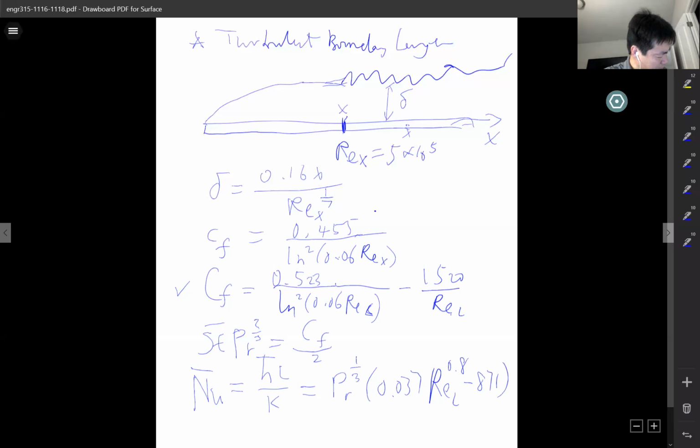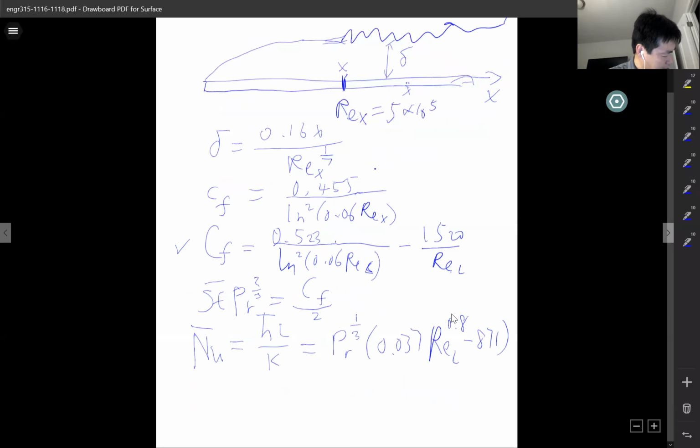Okay, so you can use this to calculate the Nusselt number and the heat transfer coefficient for the turbulent boundary layer. There are a couple of ranges here. This equation is for Reynolds number greater than 5×10⁵, which is the turbulent region. This one is for relatively small Reynolds number, less than 10 to the 7th, if I remember correctly. So between 5×10⁵ and 10⁷.